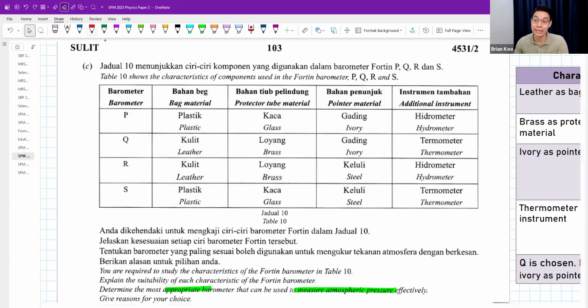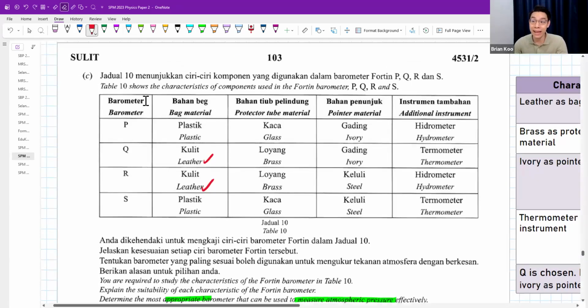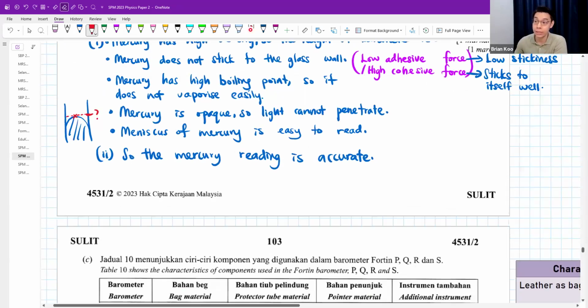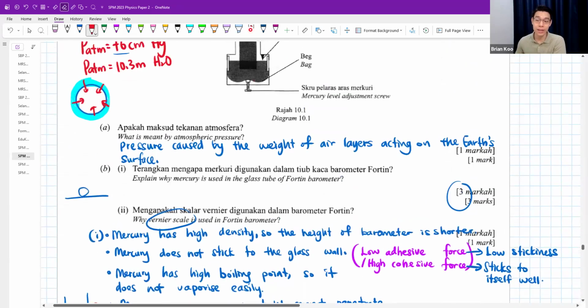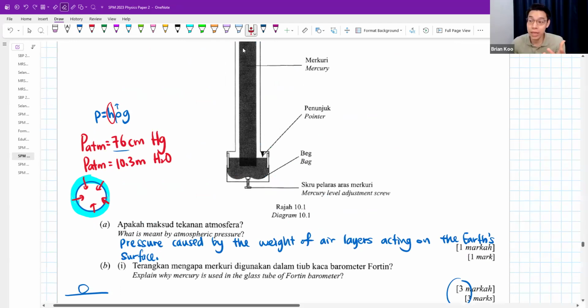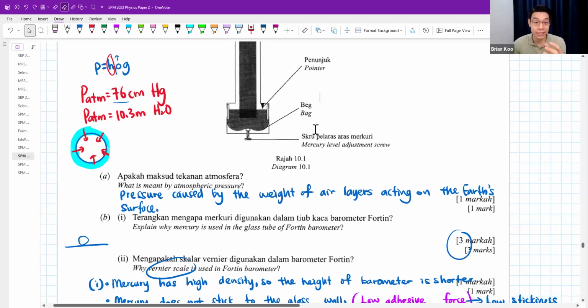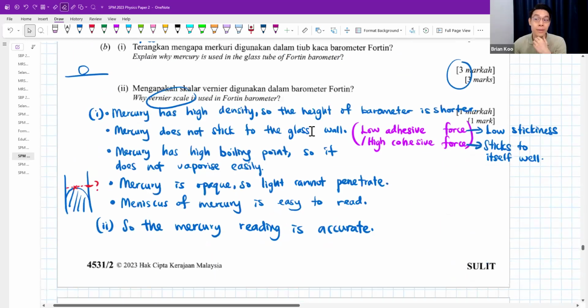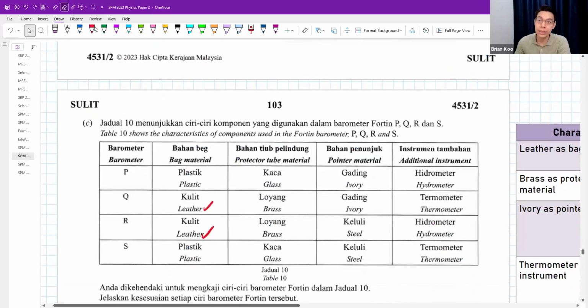I will choose leather. Remember, the bag is to store mercury, right? Guys, we know that mercury is not like water, you know. Imagine you just use a plastic bag to go and store it, right? Mercury can be quite dangerous, and you want to make sure that it doesn't leak out or anything. And you must make sure that it can tahan for a long time. It can withstand and be long lasting. So therefore, use leather. Yeah, and the protector tube material, guys.